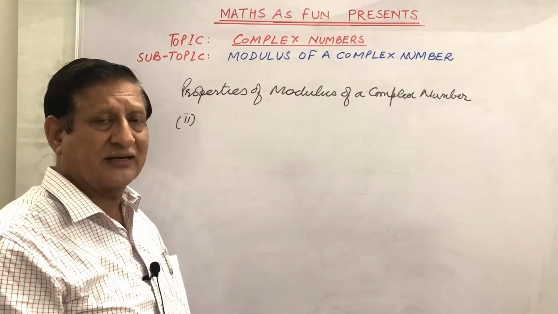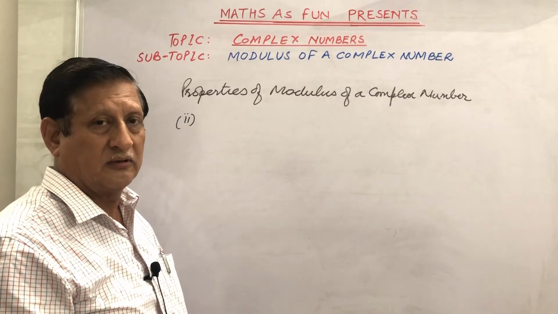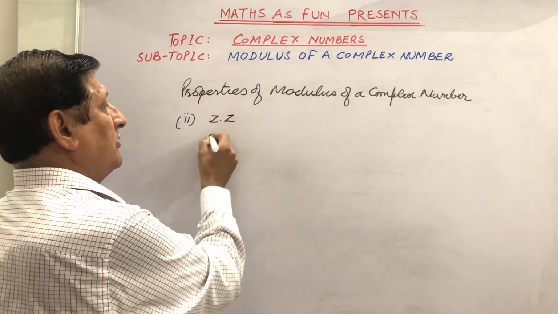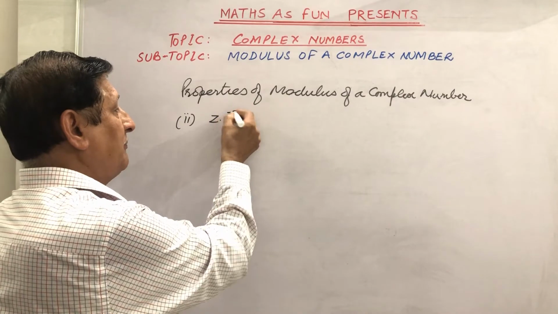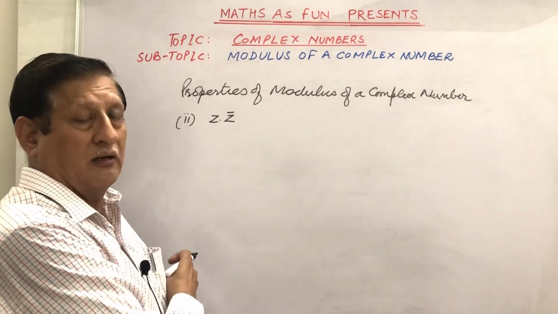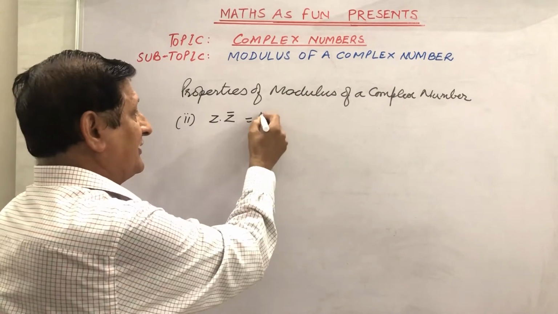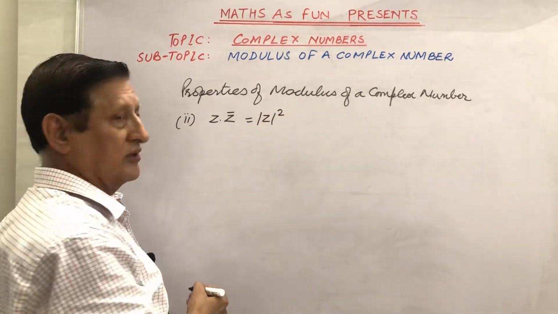Let's learn about the second property now. Second property is z into z bar is equal to what? That is equal to modulus z square.